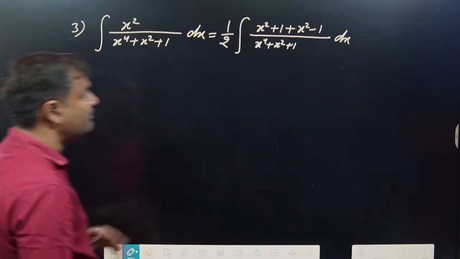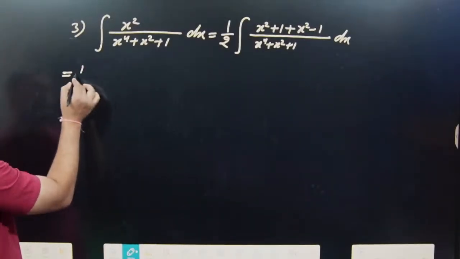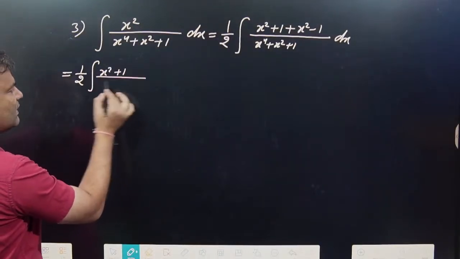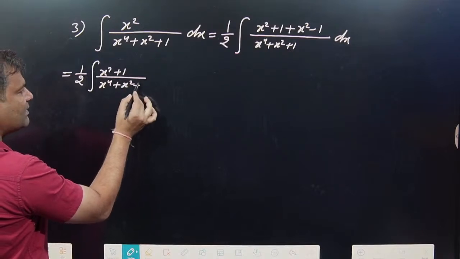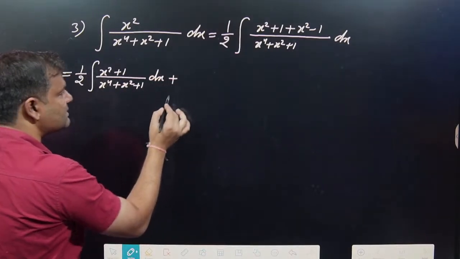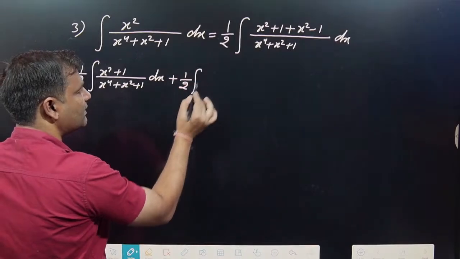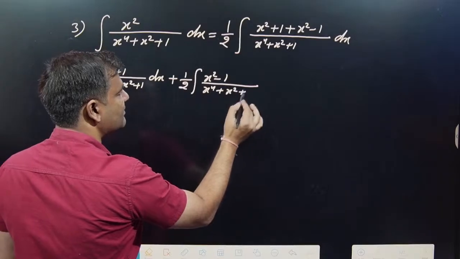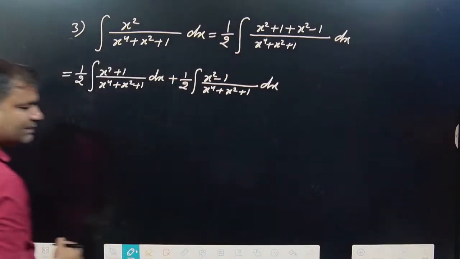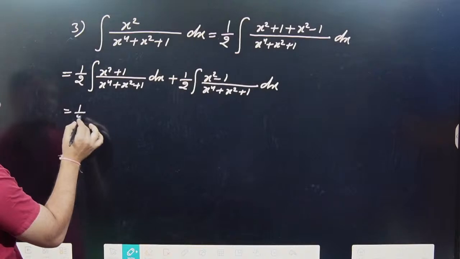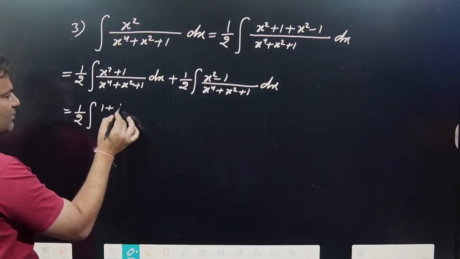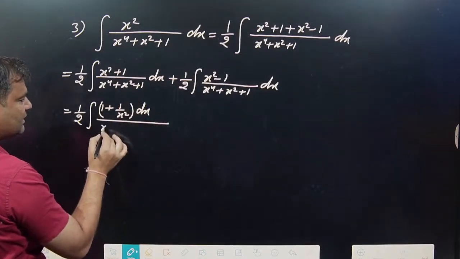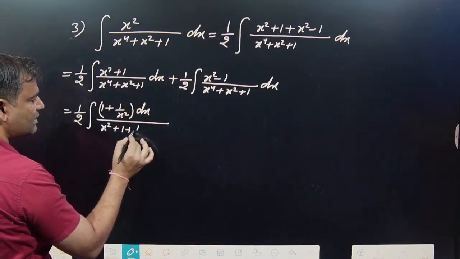What is the advantage of that one? Look here, 1 by 2 into integration of x square plus 1 upon x to power 4 plus x square plus 1 into dx, plus 1 by 2 into x square minus 1 upon x to power 4 plus x square plus 1 into dx. Okay, now look here, 1 by 2, 1 plus 1 upon x square into dx divided by how much? x square plus 1 upon x square.